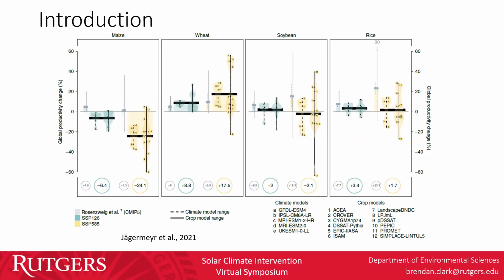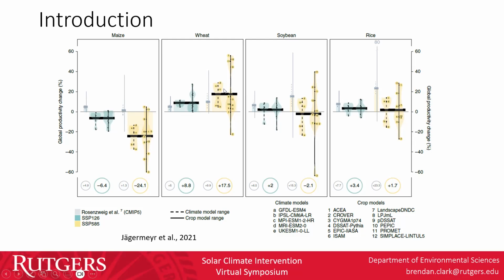So this is a figure from a paper by Jonas Jägermeier, looking at the end of century changes to production under a high emission scenario, so SSP 585, and then in green, this is a low emission scenario. And so this is results from the global gridded crop model intercomparison. So there's 12 different crop models that simulated these scenarios. And so you can see the black bar is the mean change. So for maize, it's a decrease of a little over 20%.